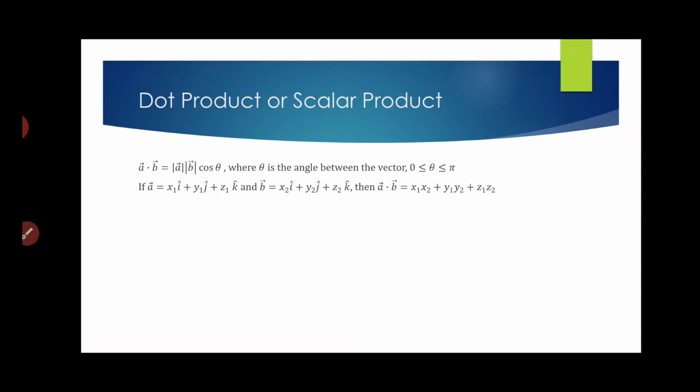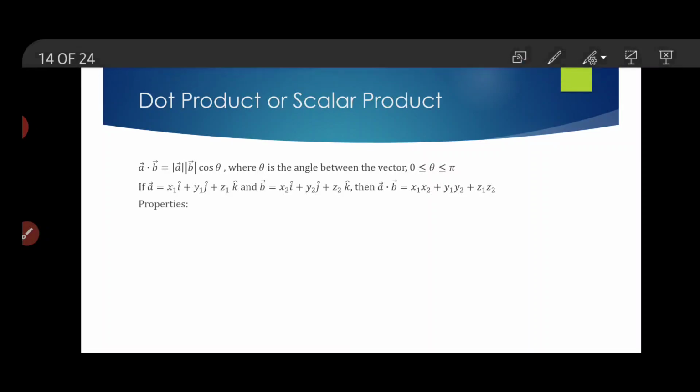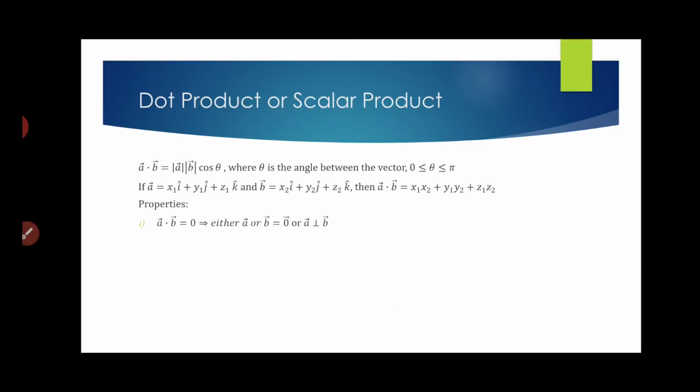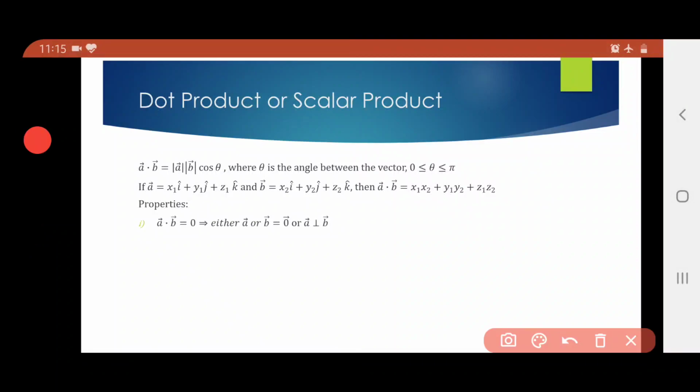Now property number 1: if A dot B is 0, that means either one of the vectors is a 0 vector, or they are perpendicular to each other. Why? Because obviously if A dot B becomes 0, then mod A mod B cos theta becomes 0. Now mod A and mod B are positive real numbers for any two non-zero vectors, so they can't be 0. So the only option is cos theta to be 0, and if cos theta is 0, then theta becomes pi by 2. So therefore the vectors become perpendicular.